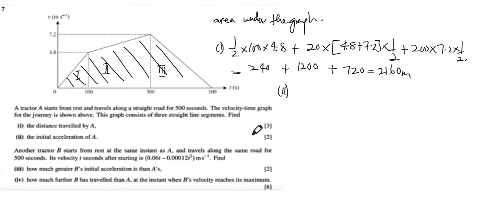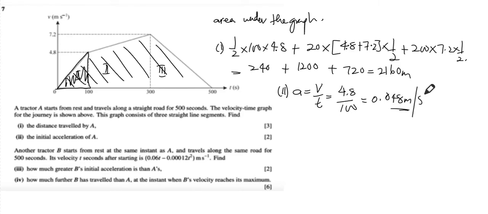Find the initial acceleration of A. Initial acceleration, they're talking about within the first segment. Okay, this is the first segment. We already have the velocity as 4.8 between 0 and 100. So a equals v over t. In this case, 4.8 divided by 100, and the answer is 0.048 meter per second squared.